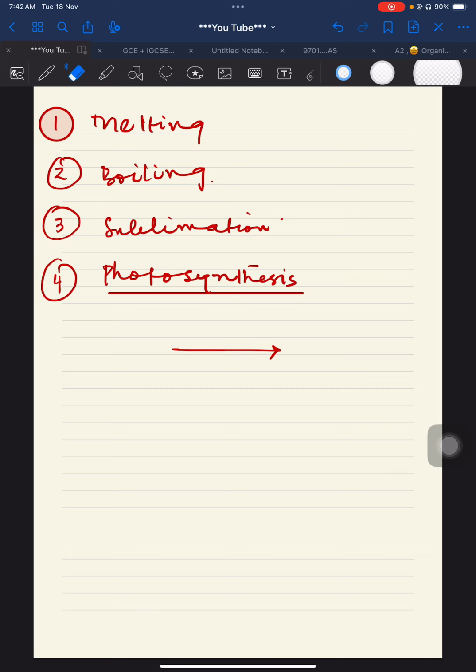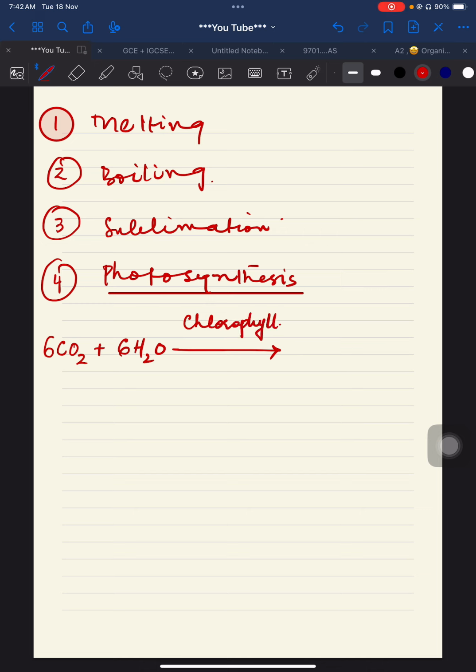So here it is 6CO2 plus 6H2O, and this is chlorophyll. These are the conditions for the reaction, which we write above and below the arrow, and that is the sunlight needed for this process. After this whole thing, it converts into C6H12O6. What is C6H12O6? That is called glucose. Here I am writing, this is the formula for glucose, along with 6O2 as well.